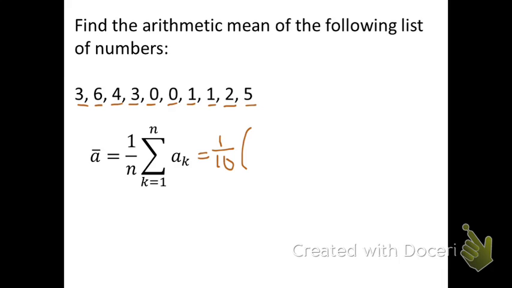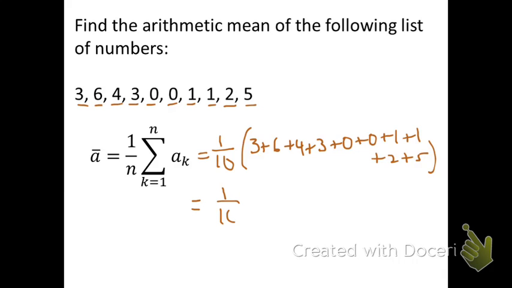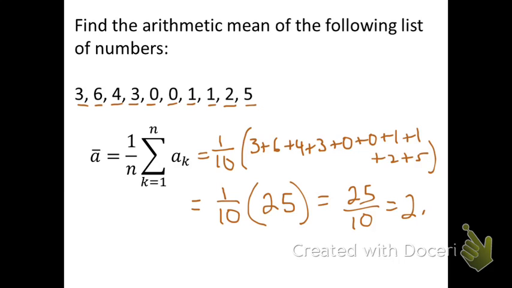So let's add up all of our numbers. 3 plus 6 plus 4 plus 3 plus 0 plus 0 plus 1 plus 1 plus 2 plus 5. Okay, so I just wrote out my sum. So this is in summation notation, the 3 plus 6. I'm just adding up all my numbers, then multiplying it by 1 over 10 because there's 10 terms. So let's simplify this. 1 over 10 times 3 plus 6 plus 4 plus 3, so we're 16, 17, 18, 19, 25, if I added those correctly. So we have 25 over 10, which is 2.5 is another way we could write that.